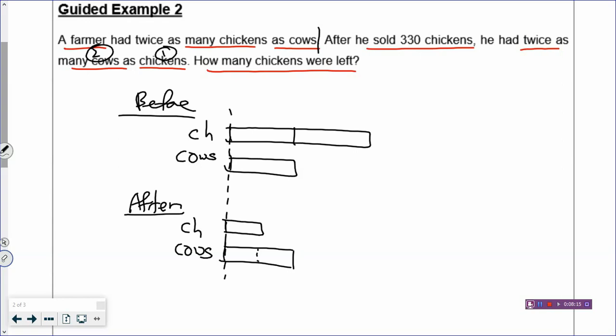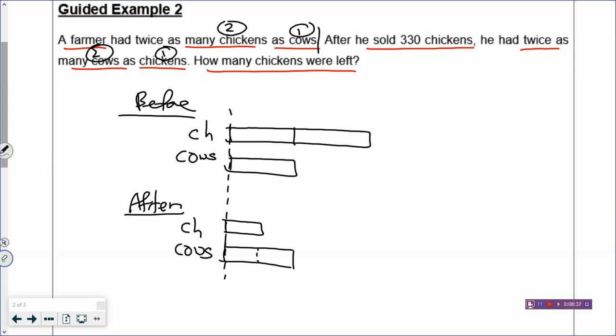Alright, and if you look at the before statement, the farmer had twice as many chickens as cows. If you look at the before, the chicken has 2 bigger boxes and the cow has 1 smaller box. Right? And then he sold some 330 chickens, and now the cows have 2 boxes in the end, and the chicken has 1 box in the end. Right? Okay, so what do we do next?